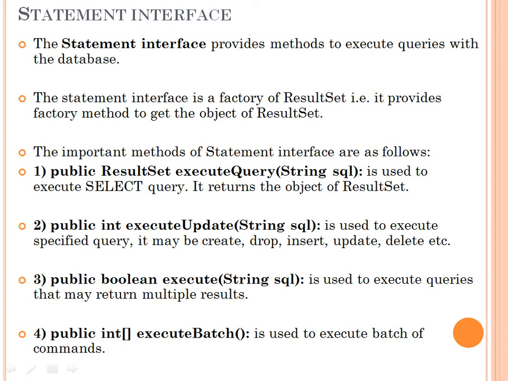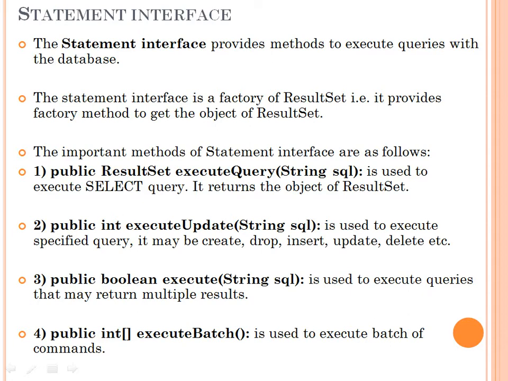The second one is the ResultSet interface that will be used to fetch the data from our database. These are the methods that will be used in the Statement interface. The first method is public ResultSet executeQuery(String sql), where the parameter is used to execute the select query, and it returns the object of the ResultSet. The second one is public int executeUpdate(String sql), which is used to execute the specified query. It may be create, drop, insert, update, delete, etc. At that time you can use executeUpdate.